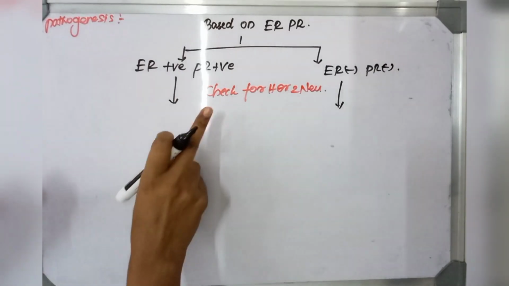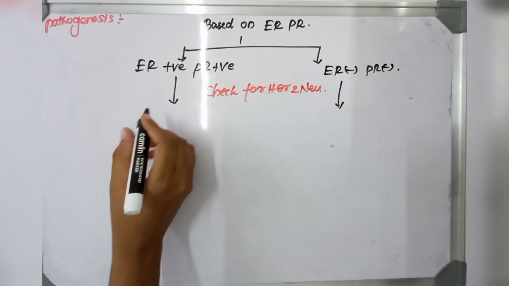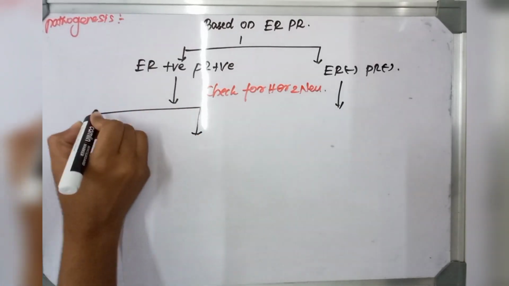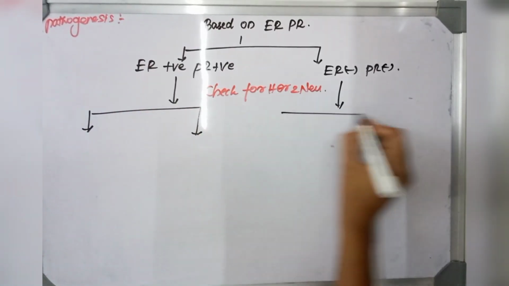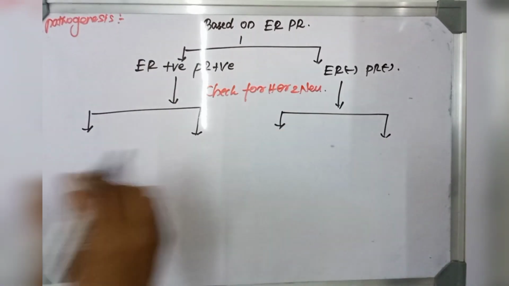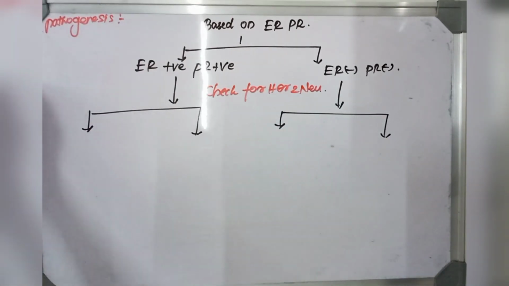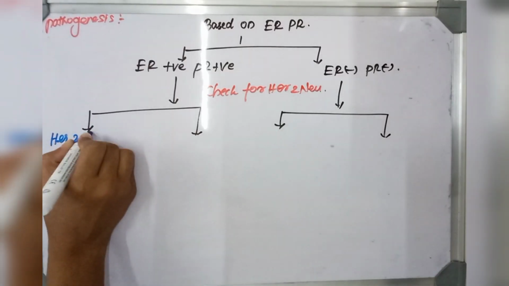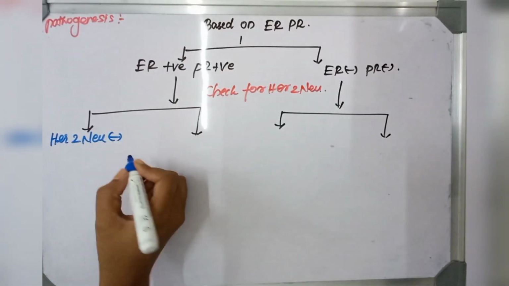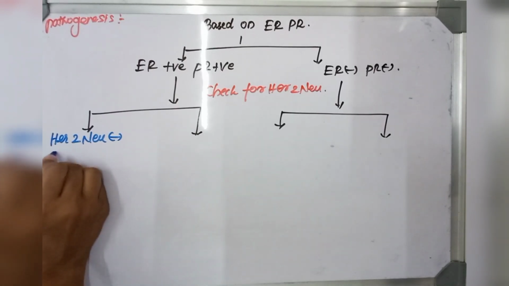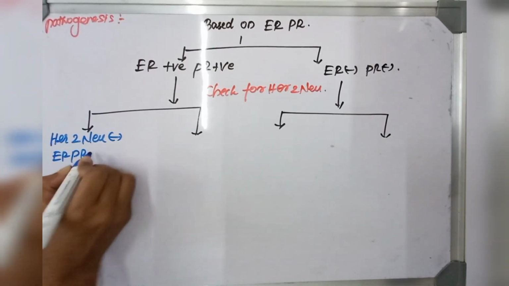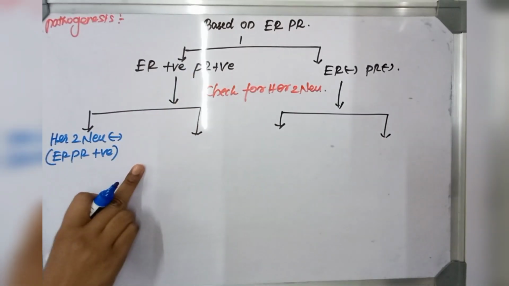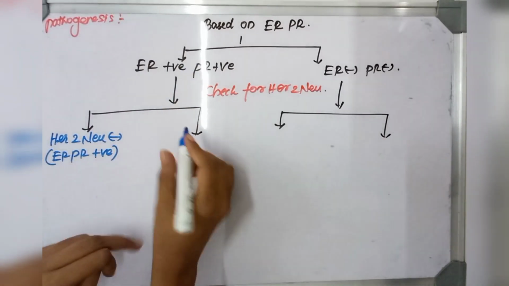After checking for HER2, it is again going to split into two. That is HER2 negative, ER, PR positive, because it is the positive type. So ER, PR positive, HER2 negative.